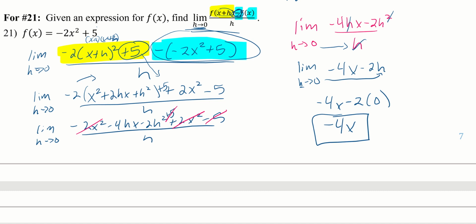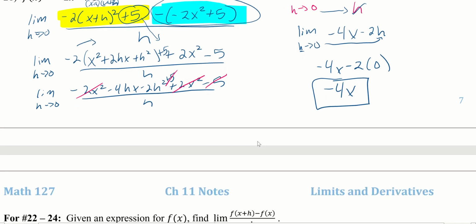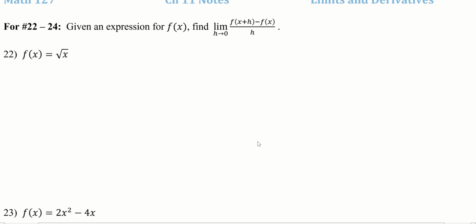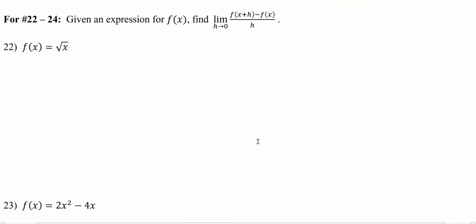And again, as the chapter goes on, we'll describe a little bit more what exactly this is. Okay? But that's the process right there. So we'll do a few more of these guys. I have 3 more in this section. And so we'll go through this process right here.